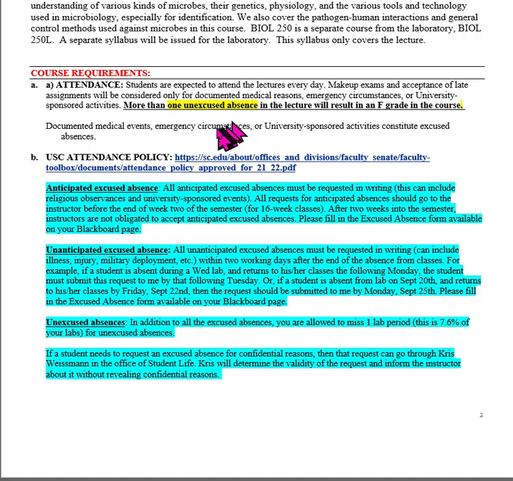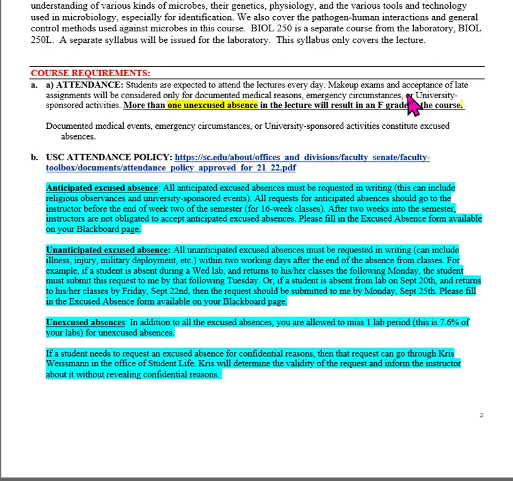By USC policy, one absence can be counted as an unexcused absence, and that is accepted in a course that meets 2 days a week, like ours does. Which means that if you are absent for more than 1 day, those will count against you, and the grades will suffer. An excessive amount of absences can result in an F grade in this course.